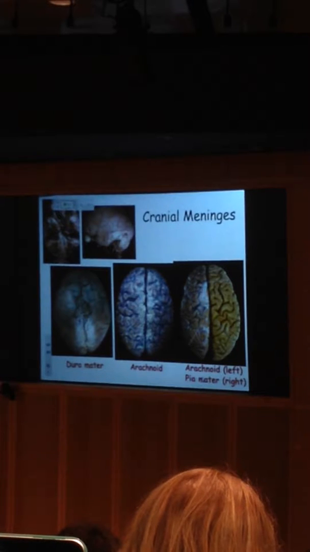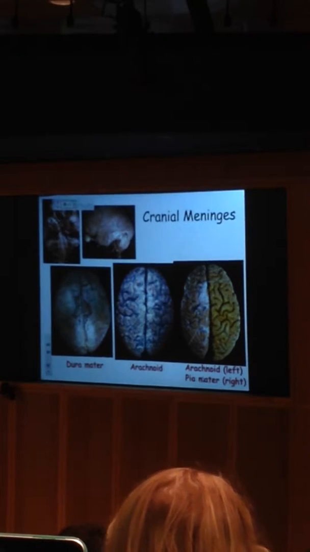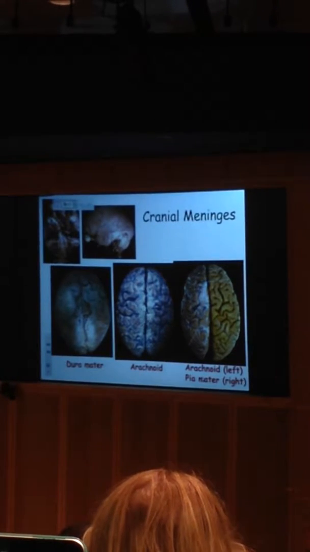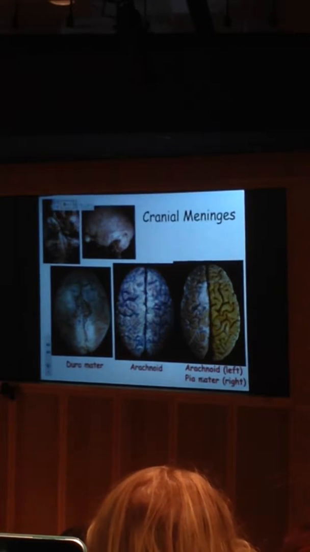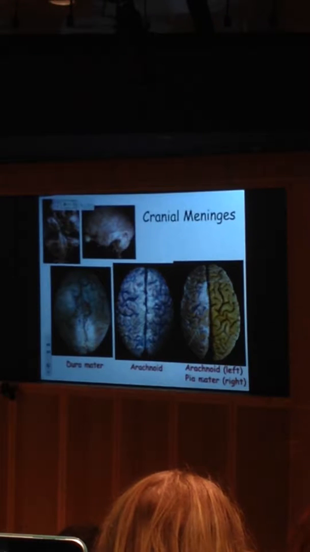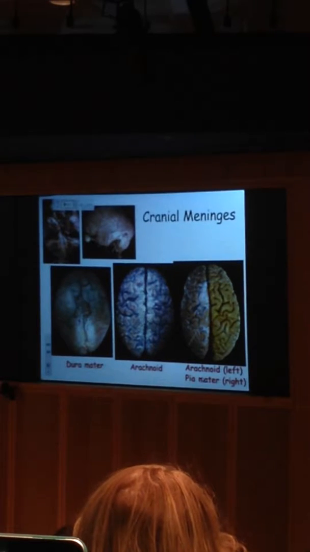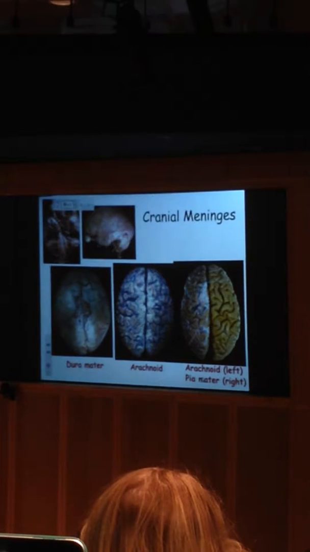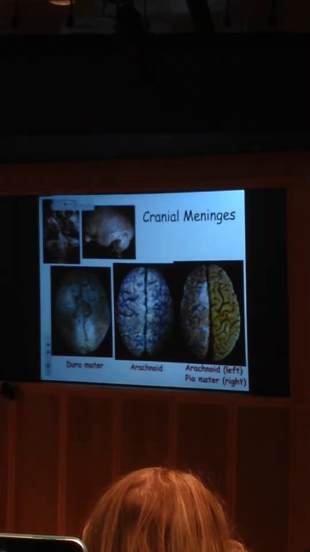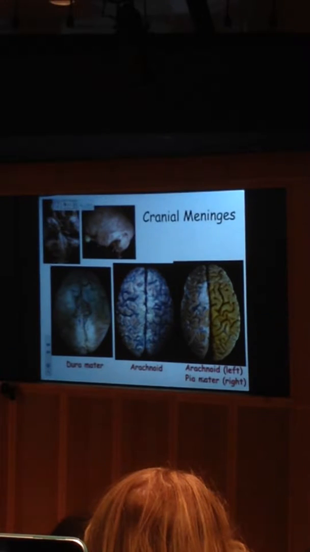What is the difference between the arachnoid and the pia mater, just by looking at it? What's that? One is like a film. How about the other one? The one is a film covering the entire brain, which does not penetrate and follow the folding of your brain. The other one does, right?